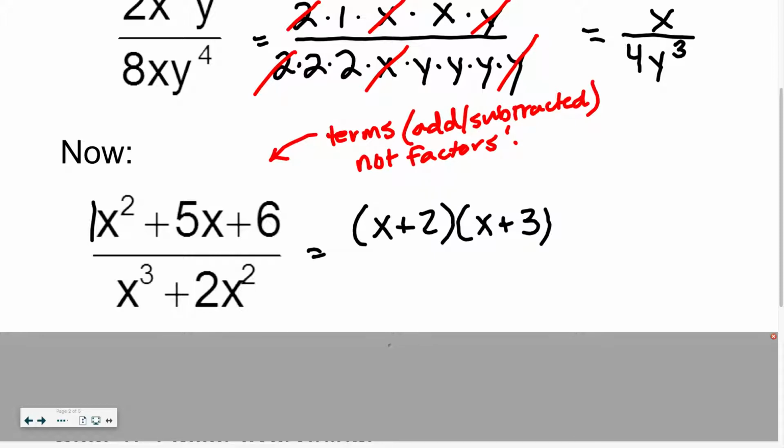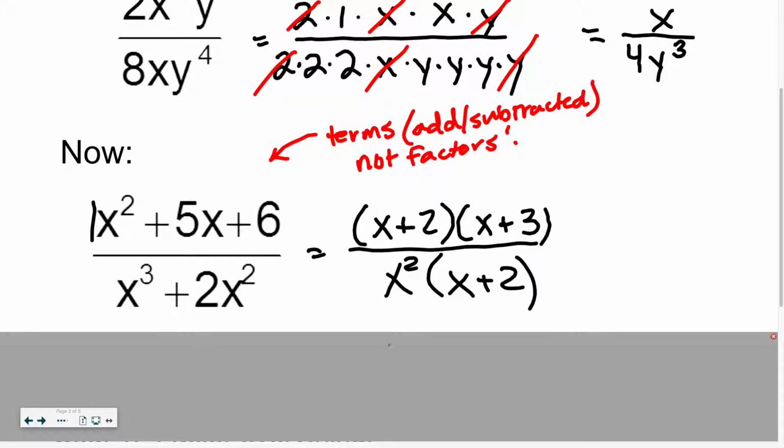x cubed plus 2x squared. You could take out an x squared. They both have x squared. They both have x times x in them. So we can take out an x squared, and then we're left with x plus 2.